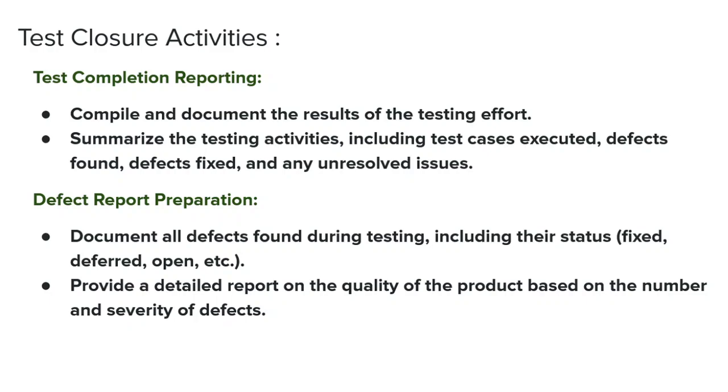Defect report preparation. So we have to document all the defects which are found during testing, including their status. For example, some defects might be fixed and closed. Some defects can be deferred. For example, there can be some open issues which are not important for the release. So the product manager might suggest that we are going to fix those issues in later releases. So in such a situation, those defects are basically deferred. And there can be some minor issues which are still open but not concerning for the overall release. So we have to prepare reports for such information.